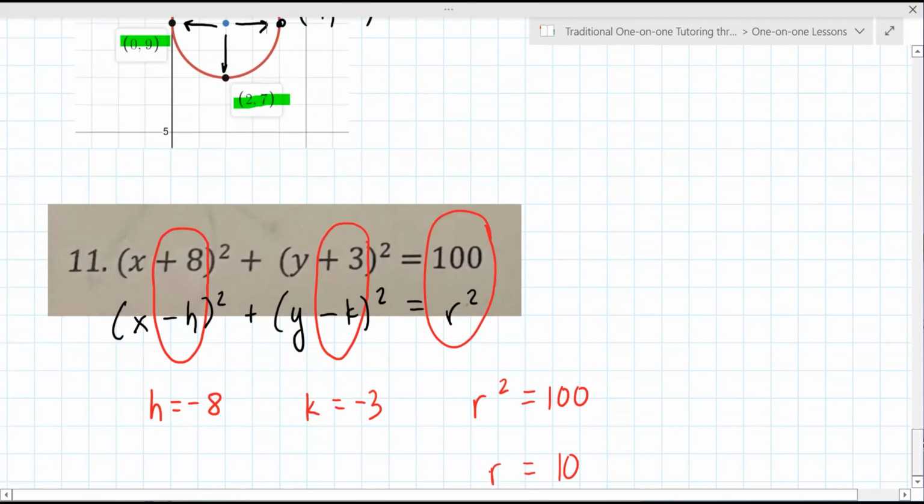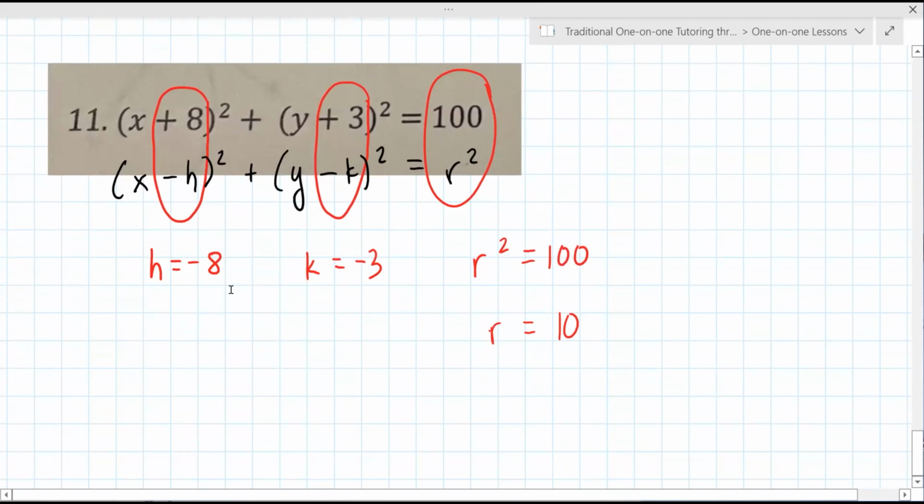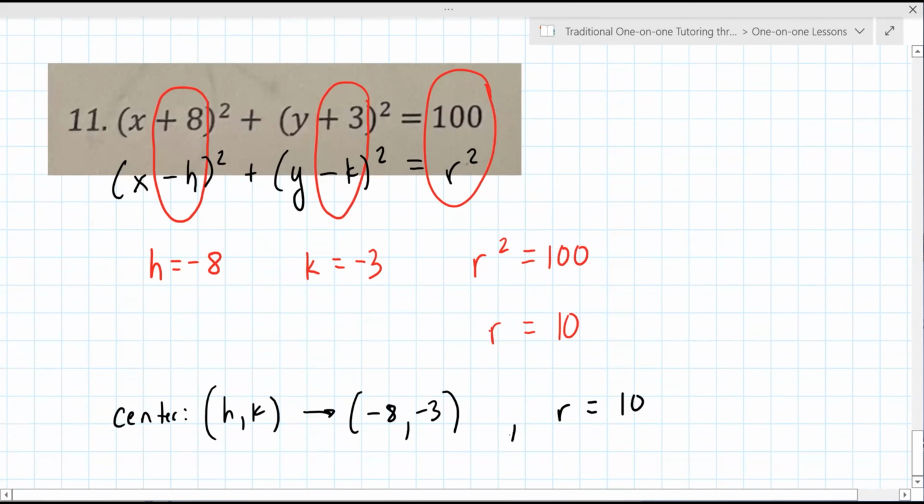So let's look at your problem here. You need to identify the center of the circle. The center is (h, k), but we know those values. h is negative 8 and k is negative 3. And the radius is 10.